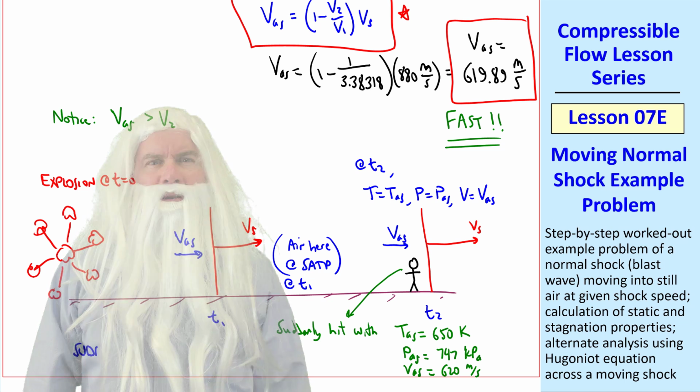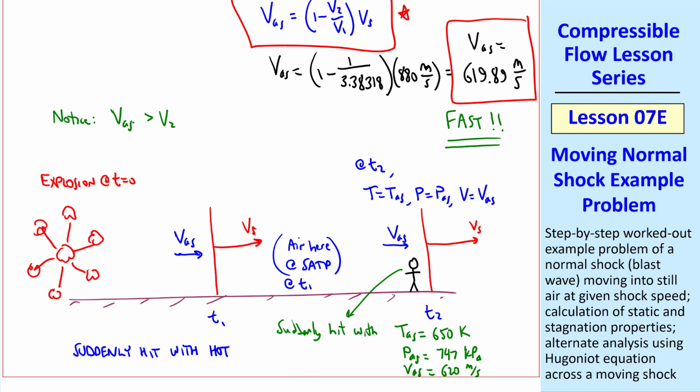In fact, this person is suddenly hit with hot, high pressure, and very fast air. It's like being hit with a brick wall, and nobody could survive this sudden change of temperature, pressure, and speed. This person has no chance for survival.